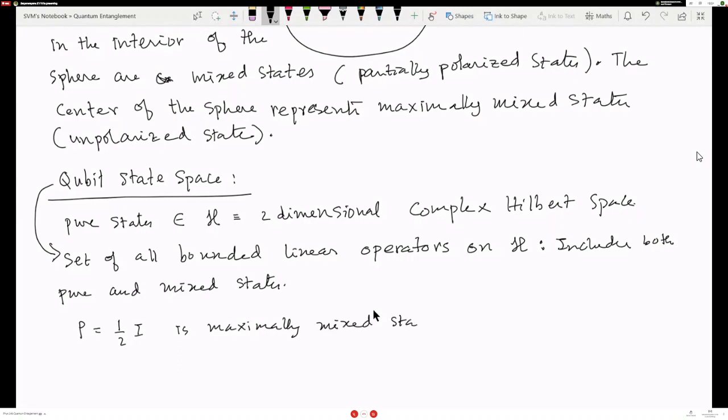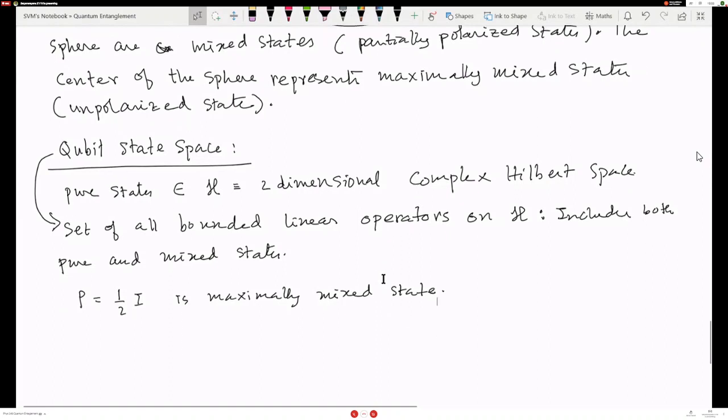So you can see that when we talked about entanglement of pure states, when we took the partial trace, we got the maximally mixed state. That is, we got half identity for both subsystem A and subsystem B. Okay, so this is the maximally mixed state.